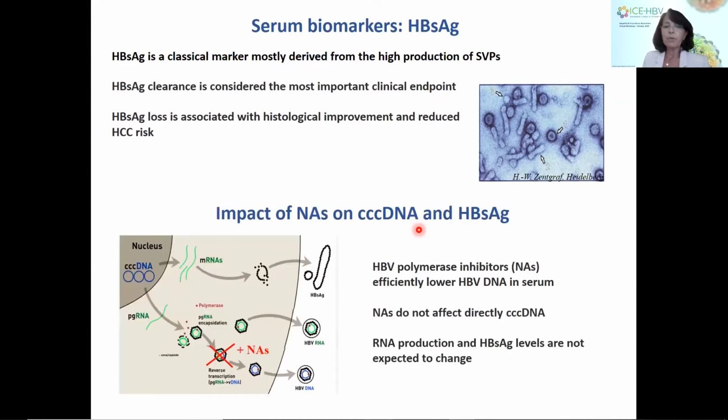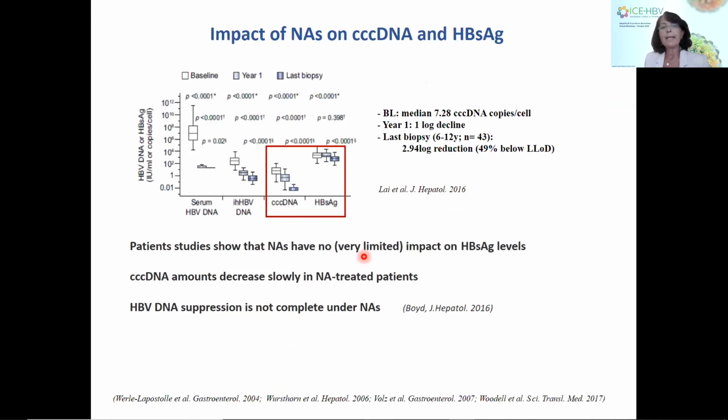But if we use the polymerase inhibitor, the most commonly used drugs nowadays, we know that we can very efficiently lower the DNA in serum, but this drug does not directly affect the cccDNA. That means that the production of RNA and antigen is not expected, based on the mode of action, to change.